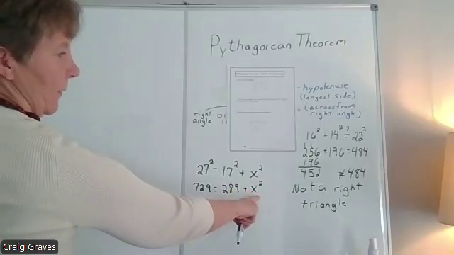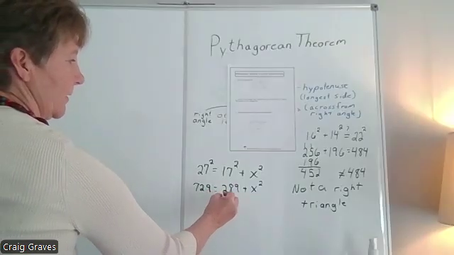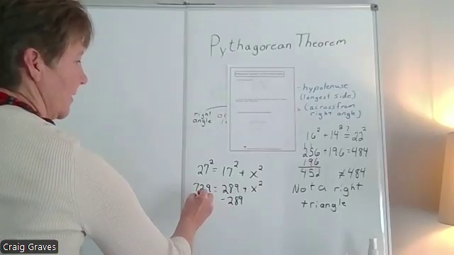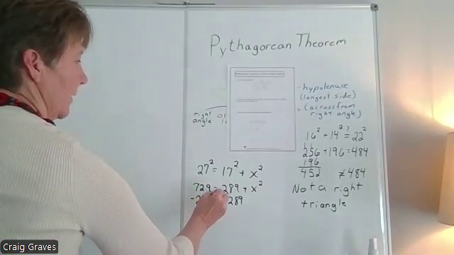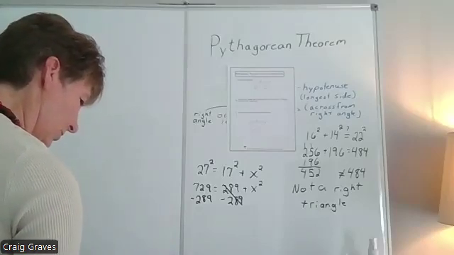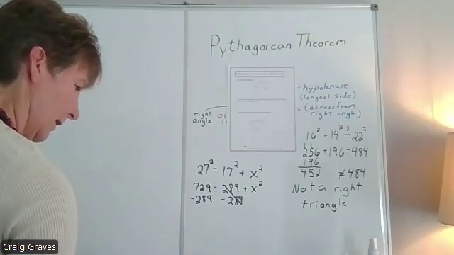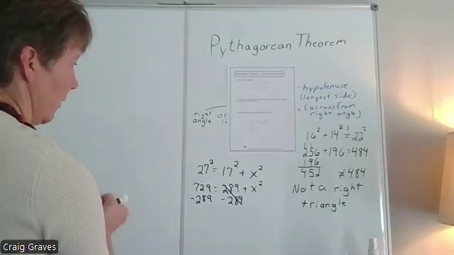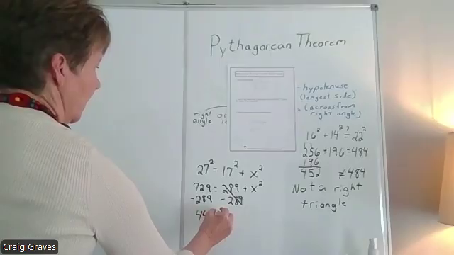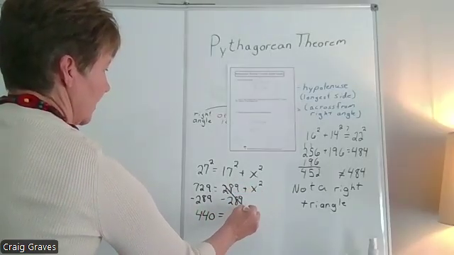Now, we want to find out what this is, so we need to get rid of what's added to it. Since this is a positive number, we're going to have to subtract 289, and then we'll have to subtract it from the other side. So those go away, and just to make sure, 729 minus 289 is 440. So 440 equals, those canceled out, so all we have over here is x squared.